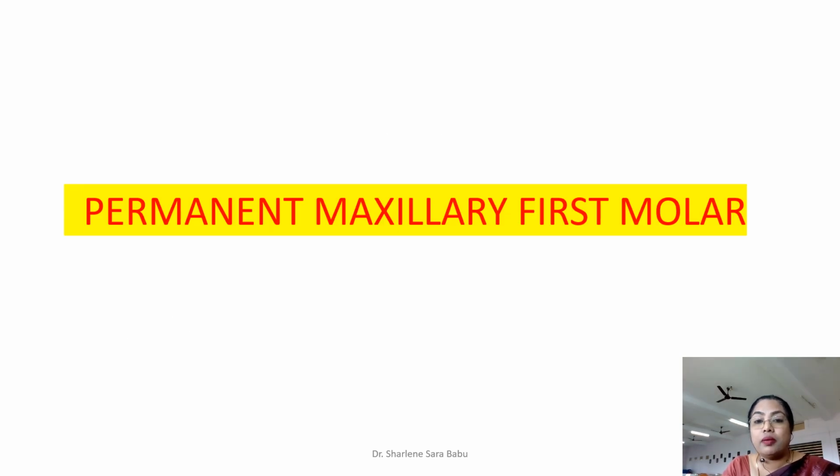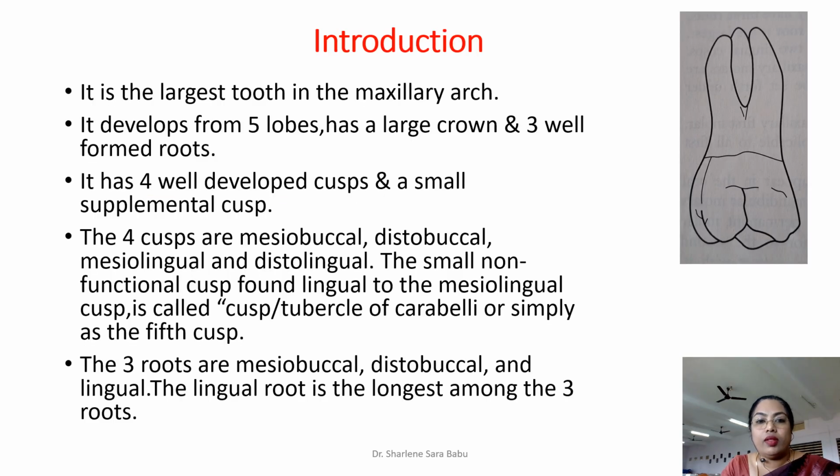Let's move to permanent maxillary first molar. It is the largest tooth in the maxillary arch. They develop from 5 lobes and have a large crown and 3 well-formed roots. It has 4 well-developed cusps and a small supplemental cusp.